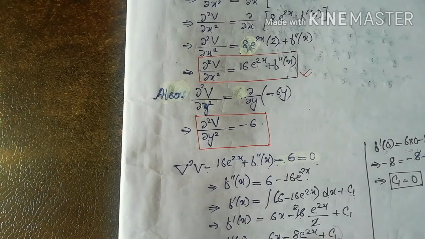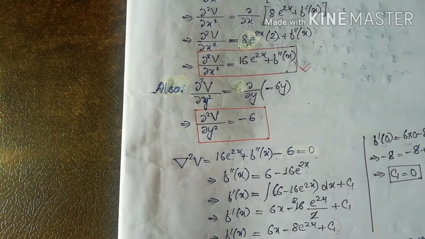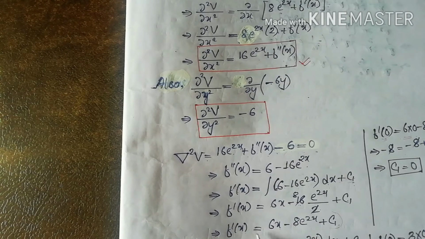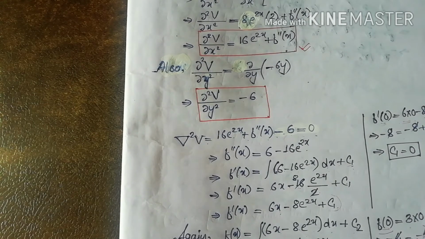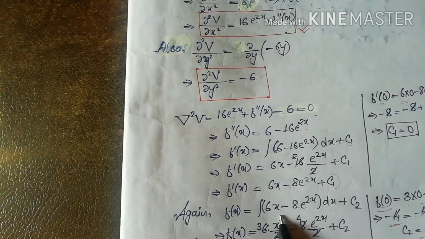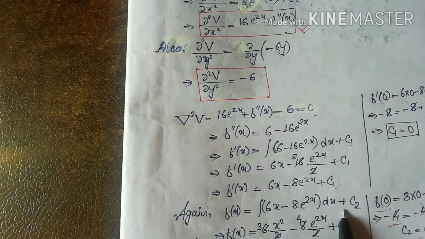So 2 8s are 16, and finally f prime x, that means df/dx, is equal to 6x minus 8 e to the power 2x plus c1. Again integrating both sides, what will we have? The integration of 6x minus 8 e to the power 2x dx plus c2.